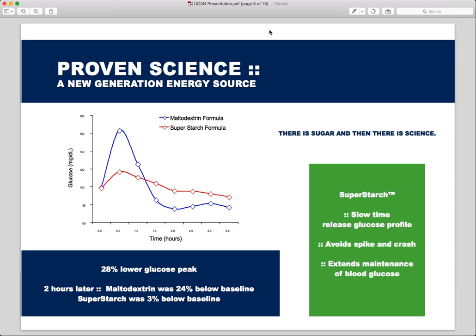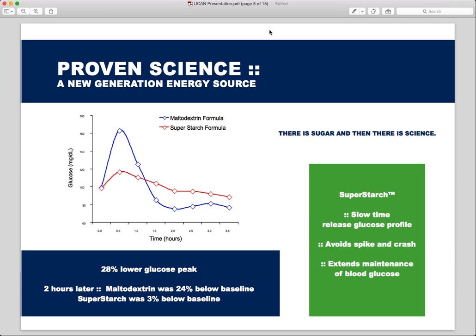So our founders of the company wanted to see, back around 2008, 2009, when the SuperStarch was developed for Jonah, what other application does this have? How would this help the general population? How would this help athletes? How would this help runners, triathletes, people just going to the gym and working out? And really the first line of research and testing on UCAN was looking at it and comparing it to maltodextrin.